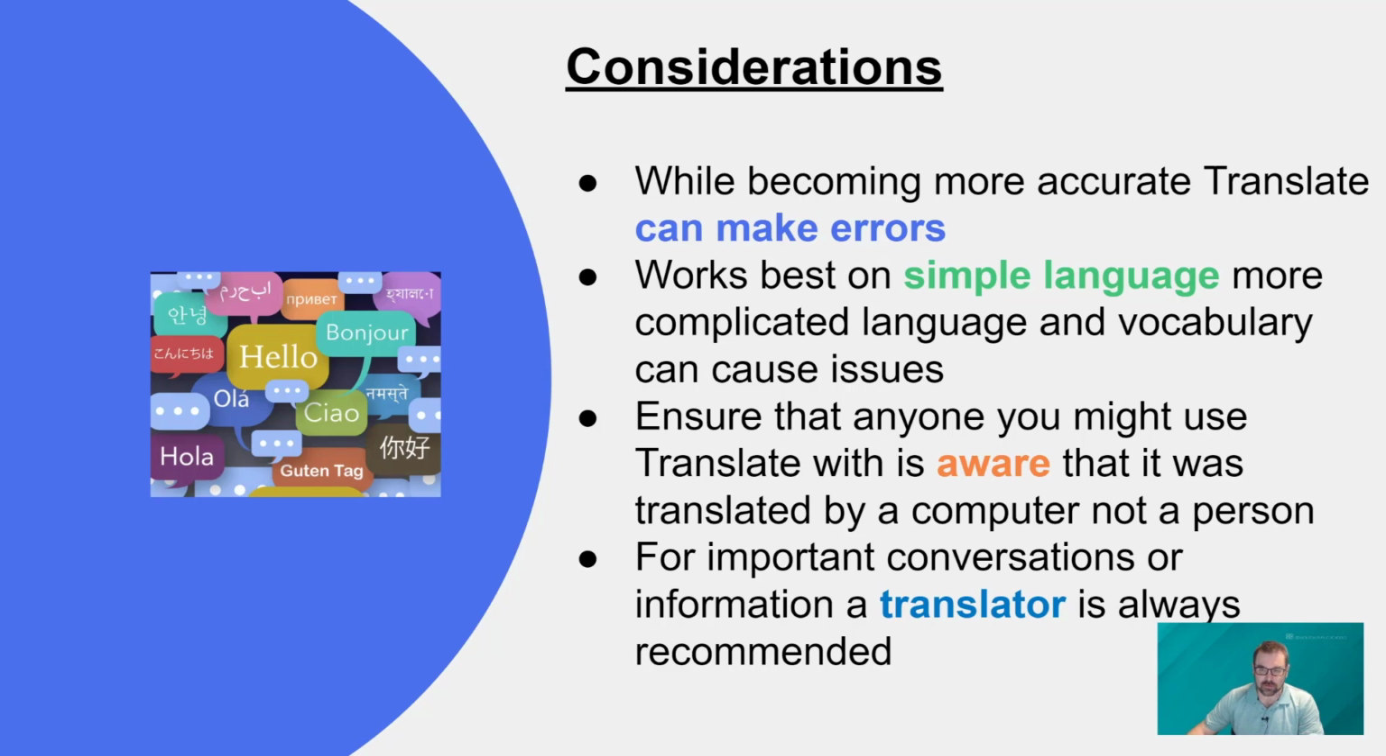This works best on simple language. So the more basic the originating language for the translation, the easier it is for the machine to translate. So complicated language, big words, academic vocabulary can cause some issues for the AI engine that's running Google Translate.